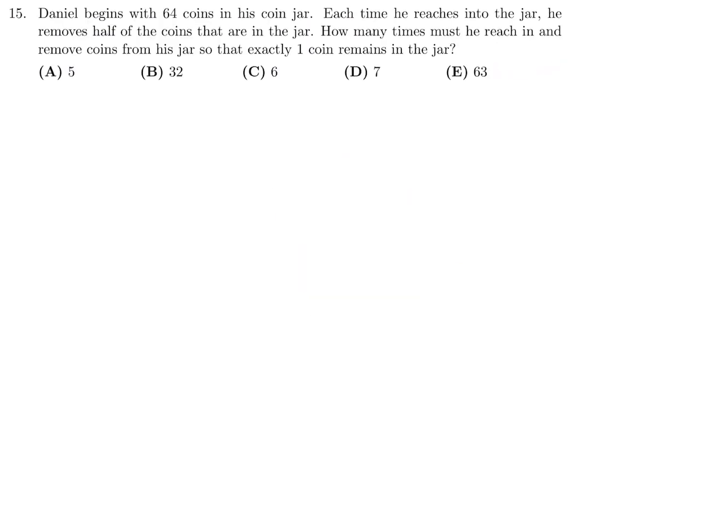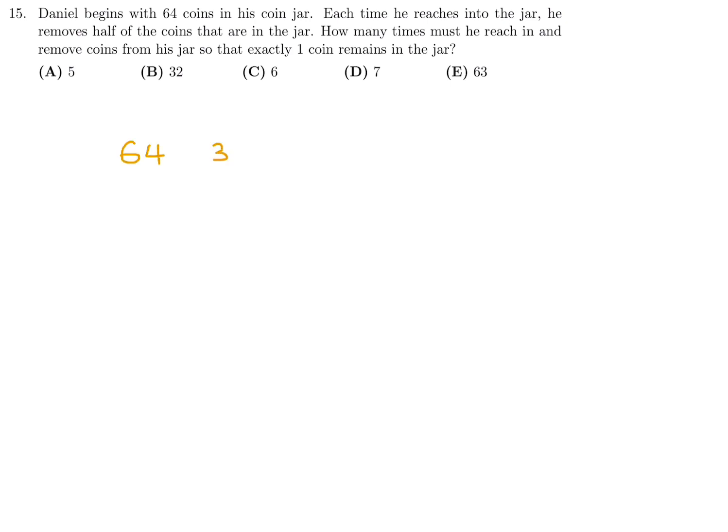Daniel begins with 64 coins in his coin jar. Each time he reaches into the jar, he removes half the coins that are in the jar. How many times must he reach in and remove coins from his jar so that exactly 1 coin remains in the jar? Initially, he had 64.